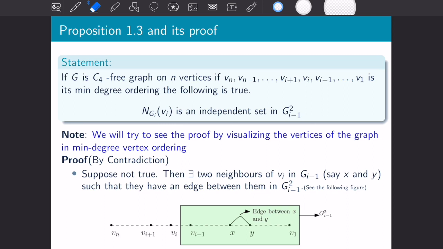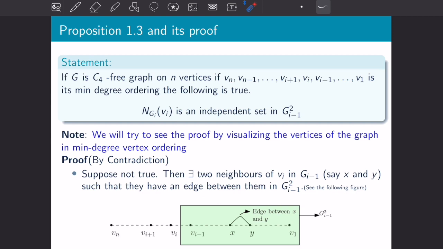Now let's look at proposition 1.3 and its proof. So what is the statement? It says that if G is a C4 free graph on n vertices, and if Vn to V1 is the min degree ordering of G, then for any Vi in the min degree ordering, the neighbors of Vi in Gi, the graph induced by the vertices from Vi to V1, forms an independent set in Gi square minus 1.